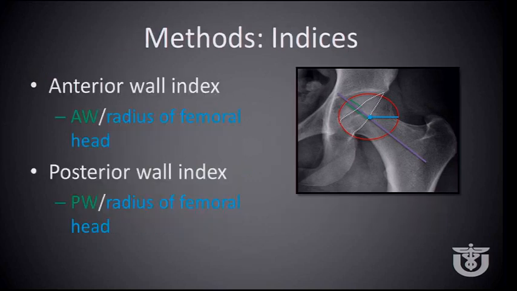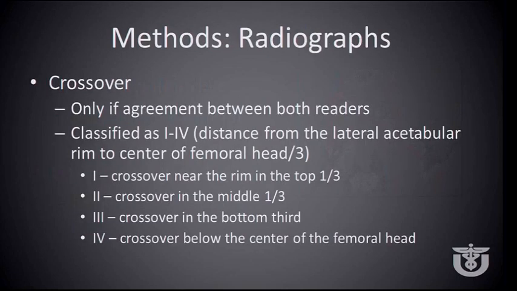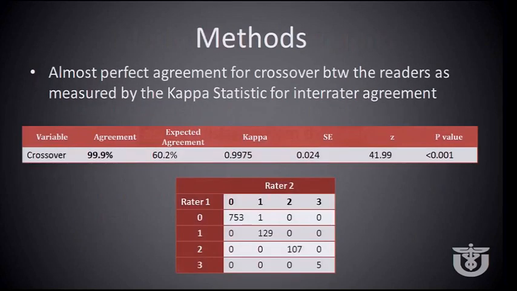Here's what that looks like a little bit closer up. Anterior wall index, again, anterior wall divided by the radius of the femoral head, posterior wall divided by the radius of the femoral head. We looked at crossover, again, between the two readers, and we classified the crossover from 1 to 4, basically from top to bottom where the crossover occurred. And there was almost perfect agreement between the two readers in terms of identification of the crossover sign, indicating that we could differentiate essentially retroverted hips from normal hips or those with dysplasia.